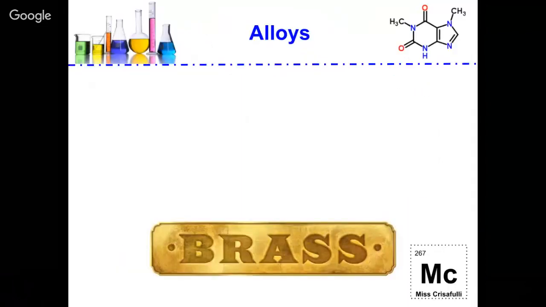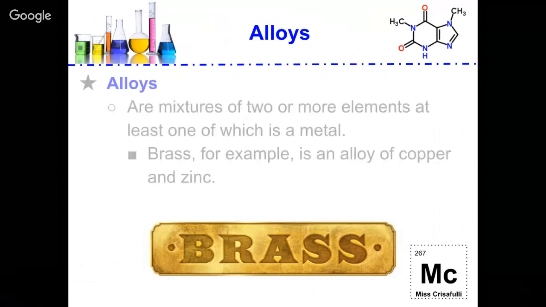So we've talked about metals. So now let's talk about what happens when metals combine. So now we have alloys. Alloys are mixtures of two or more elements, at least one of which is a metal. So an example of this is brass, and that is the combination of copper and zinc.